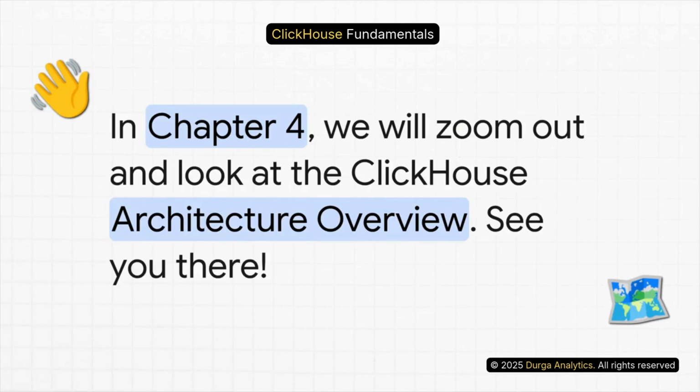And that right there is the secret sauce. That's the mechanical secret to ClickHouse's incredible speed. You now understand the power of columnar storage, the one fundamental principle that makes these massive, real-time analytical queries even possible. So now that we have this core piece of the puzzle, in our next chapter, Chapter 4, we're going to zoom out. We'll look at the big picture, the entire ClickHouse architecture overview, and see how this idea of columnar storage fits into the whole system.